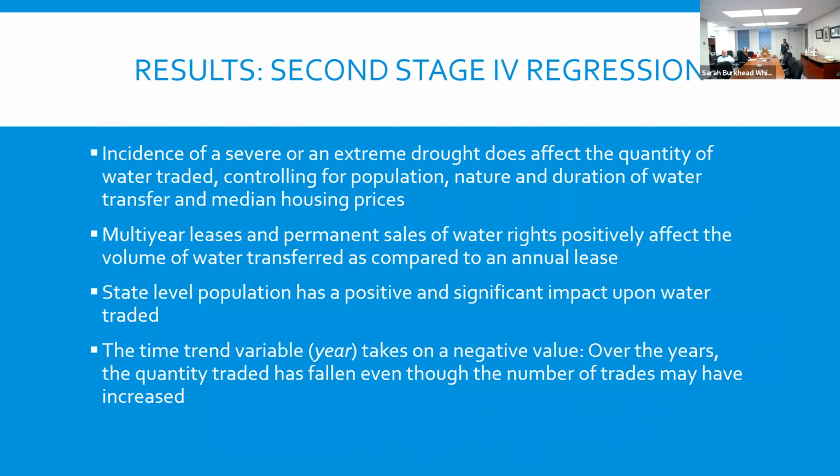And of course, multi-year leases and permanent sales obviously affect it. What I'm saying is, when the duration is high and the water right is actually transferred, more water is used, whereas if someone is just transacting for a year, it's less water. You understand the implications, because if you're doing it for a year, you may not trust the person. It's a market, right?